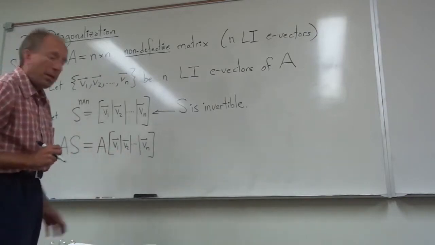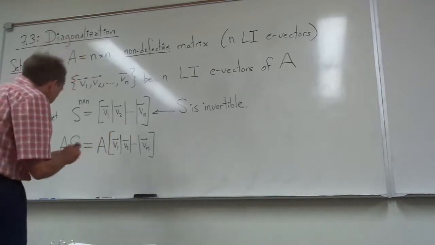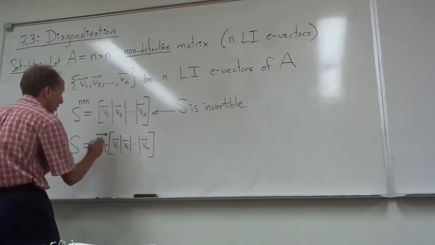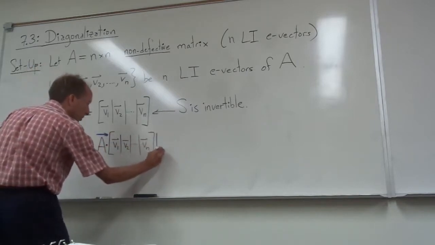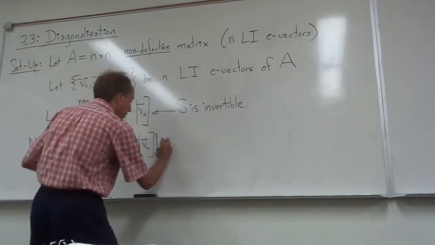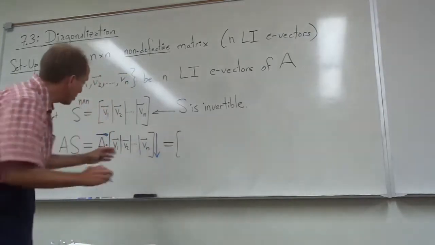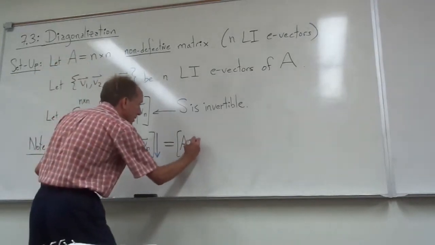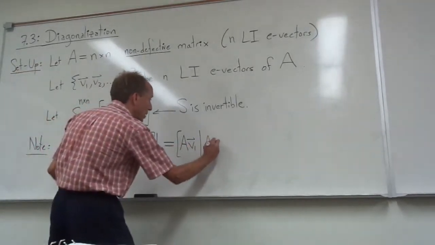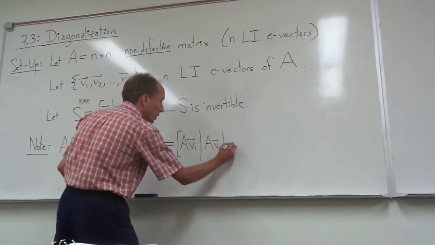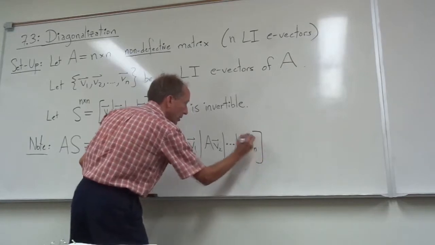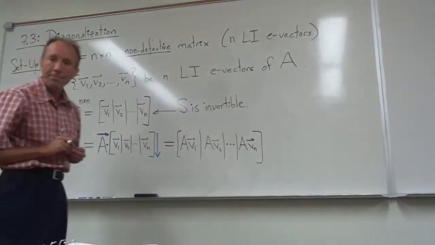Now let's imagine doing the multiplication here. Remember what you do: you go across the rows of the first matrix and down the columns of the second matrix. As you're doing these calculations, do you see that basically the first column of this product is just A times V1, A V1, and the second column is just A V2, and so on, A Vn. It's going to look something like that.